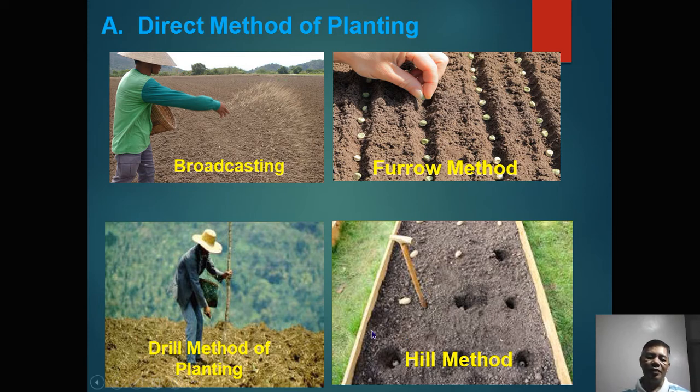A week before planting, the gardener will place the animal manure or organic fertilizer. Then after a week, he or she will do the planting of seeds in the holes. And this is what we call the hill method.